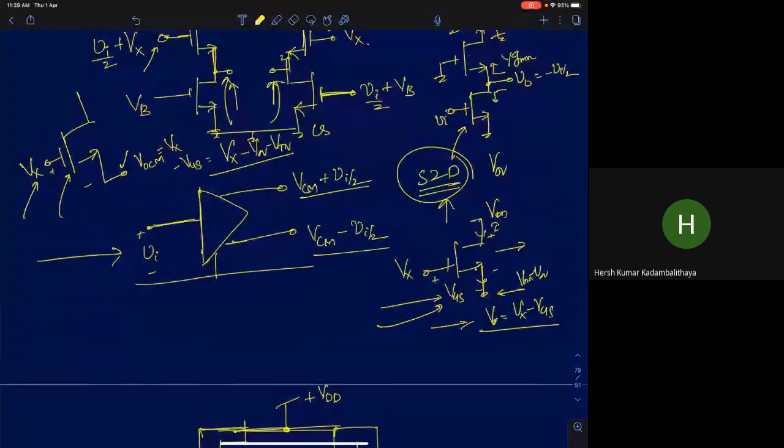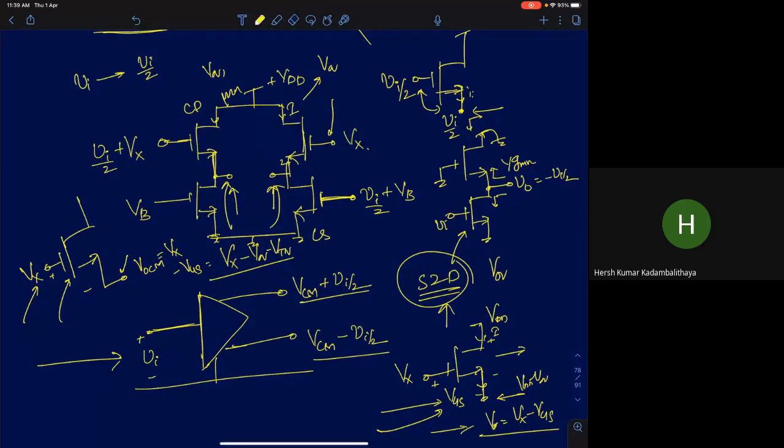Yes, so I'm assuming that this input voltage Vi, I'm dividing it by half initially. See, even if you don't divide it by half, you are going to get VCM plus Vi and VCM minus Vi. That's it. And it's still differential.